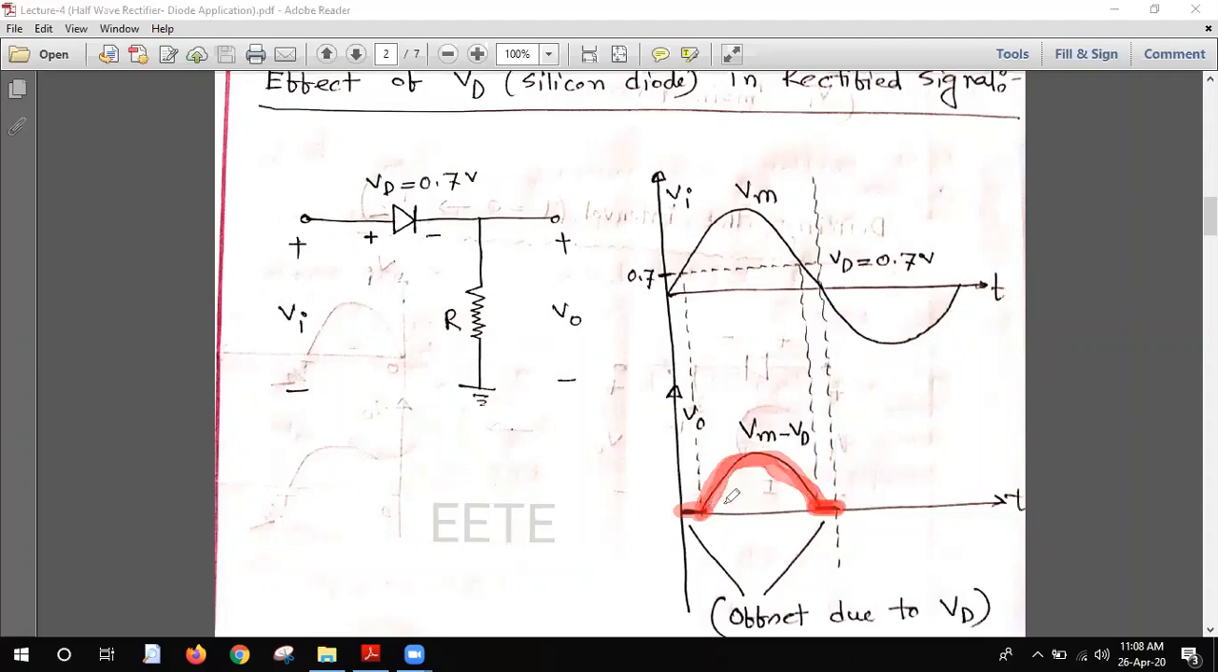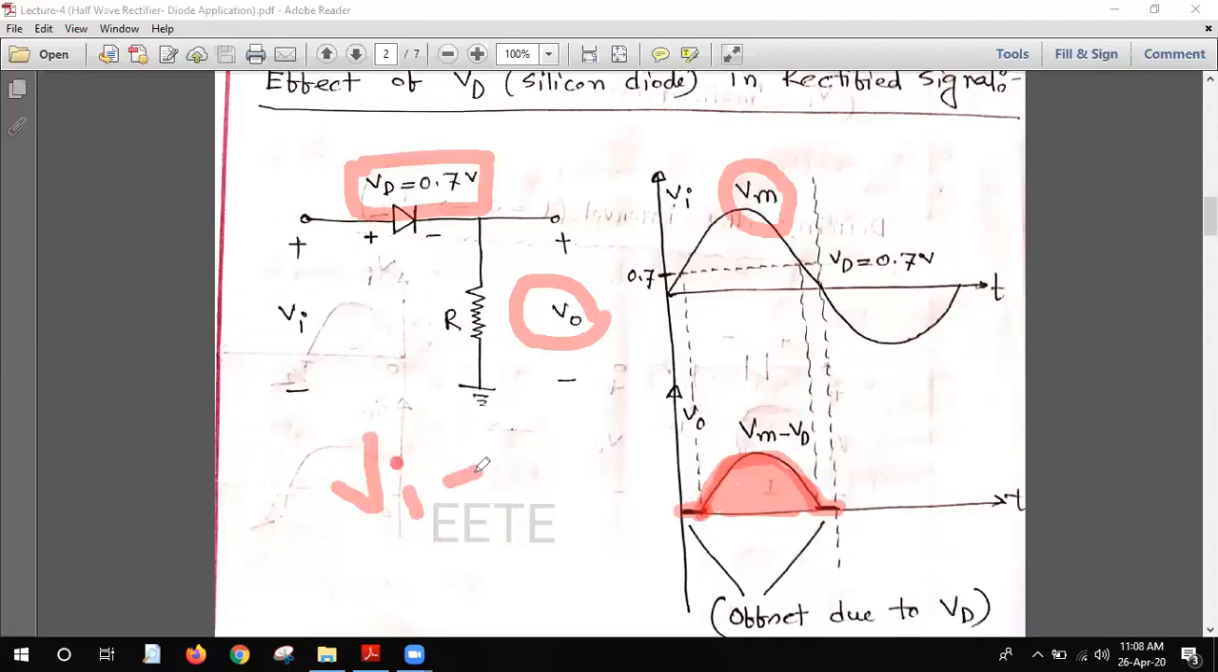One more thing to describe. At first the peak was Vm, because with an ideal diode the peak will be Vm. But now the diode has a voltage of 0.7 volt, so the diode will take this 0.7 volt, and the rest of the voltage will be on the output. So that's why it is Vi minus Vd.